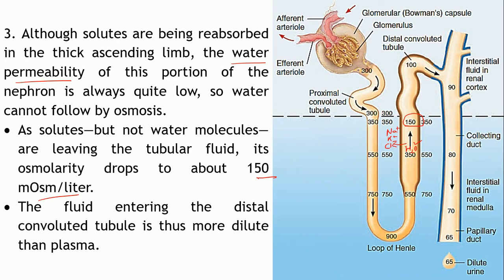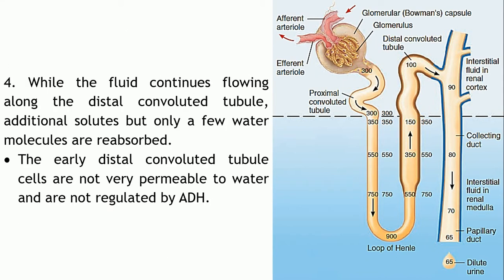So the fluid which is entering into the distal convoluted tubule is much more dilute than the plasma, right? What is the osmolarity of plasma? It is 300, right? And now it has become almost half, that is 150.